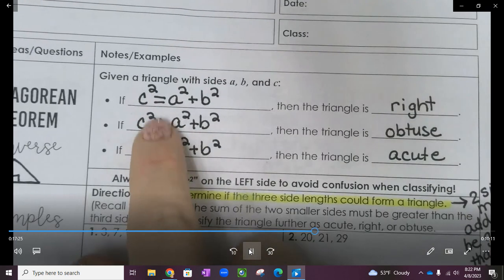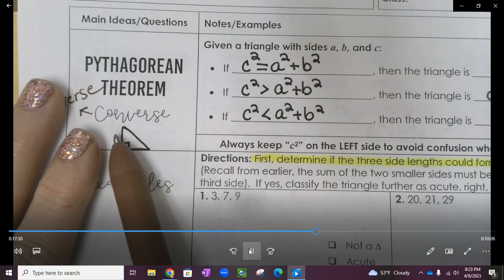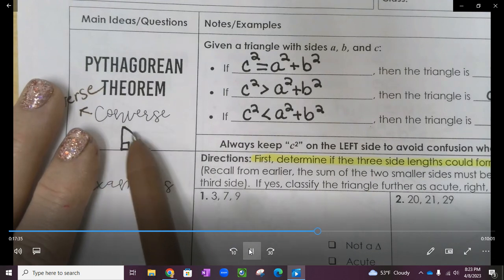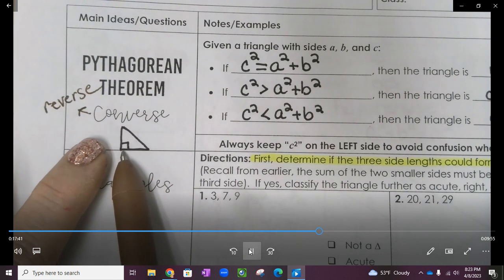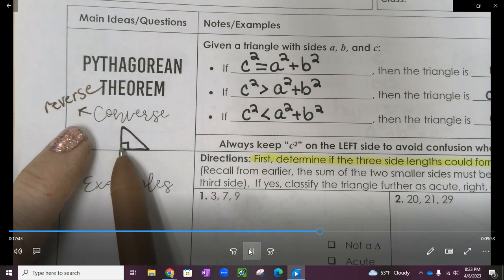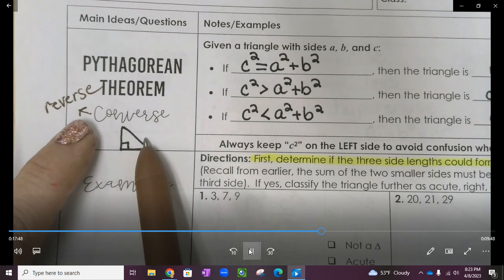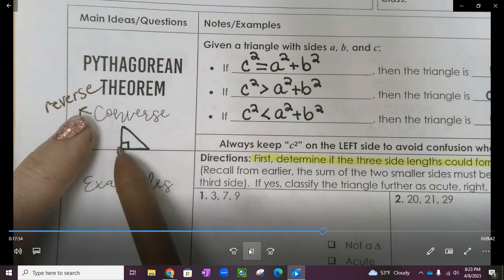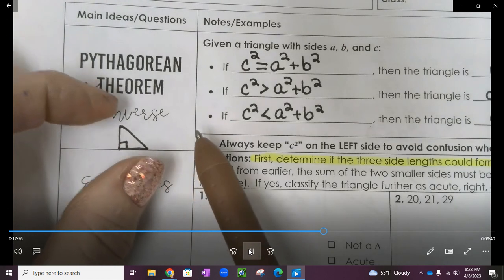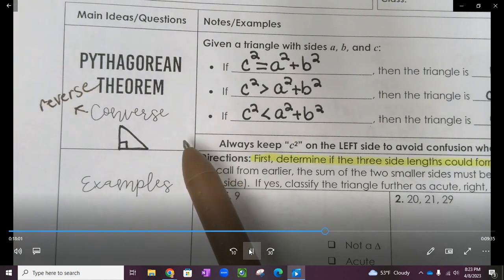Then these are throwing in inequalities. What happens here is I drew a little right triangle right here. If a squared plus b squared ends up being bigger than c squared, that triangle opens up and that angle turns obtuse. If these two pieces squared end up being bigger than this squared, it's an obtuse triangle. If these two pieces added together end up being smaller, it closes that triangle in because it's smaller than c squared. That's just how the math works.